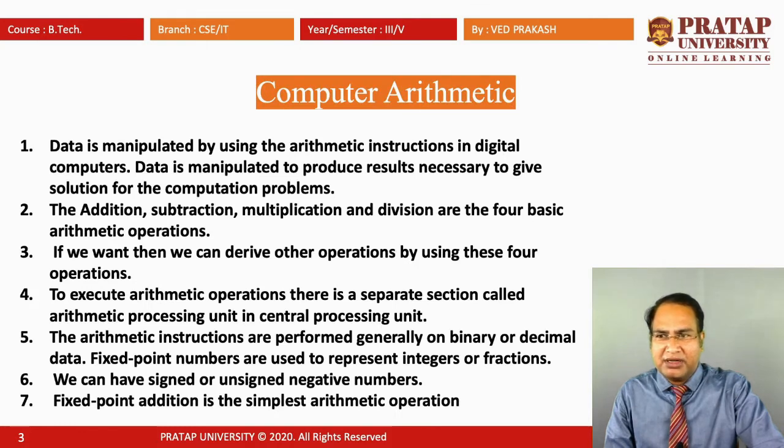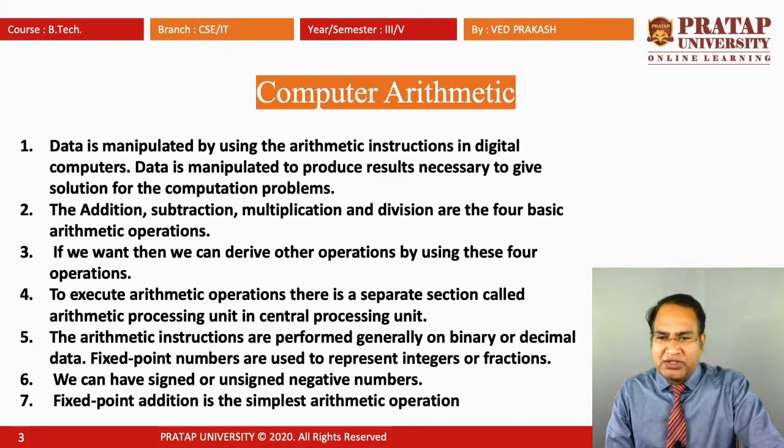Now, what is computer architecture? As we know, data is manipulated by using the arithmetic instructions in digital computers. Data is manipulated to produce results necessary to give solutions for computational problems. The addition, subtraction, multiplication and division are four basic arithmetic operations performed in the computer. If we want, then we can derive other operations by using these four basic operations. To execute arithmetic operations, there is a separate section in the CPU that is called the arithmetic processing unit.